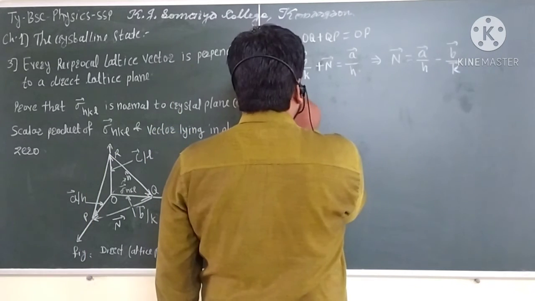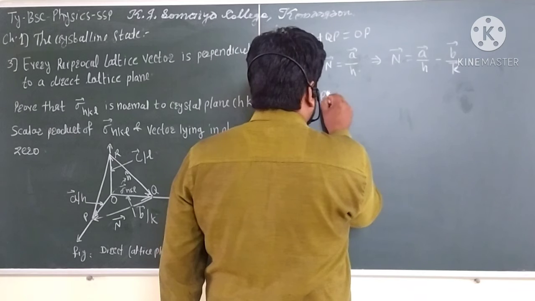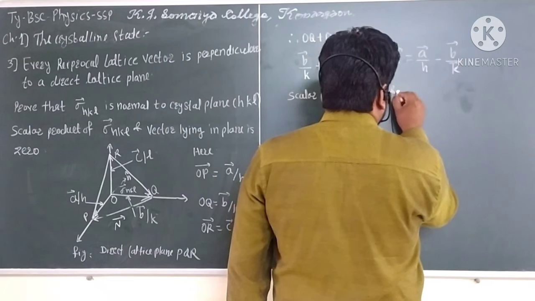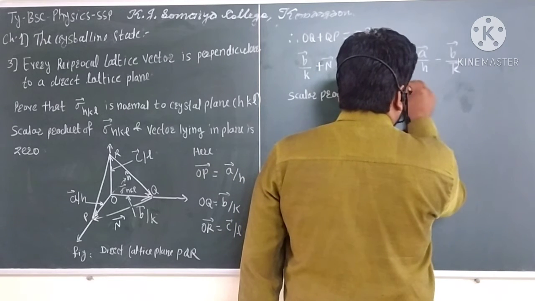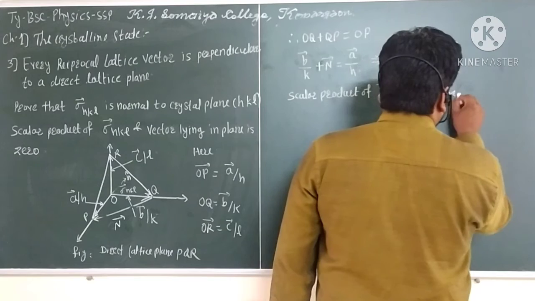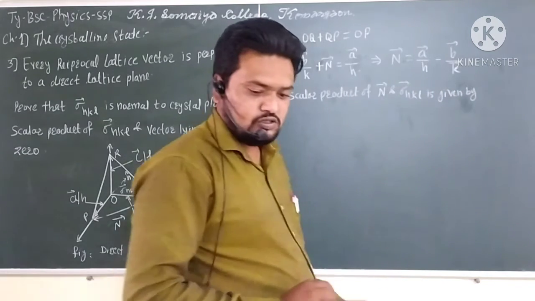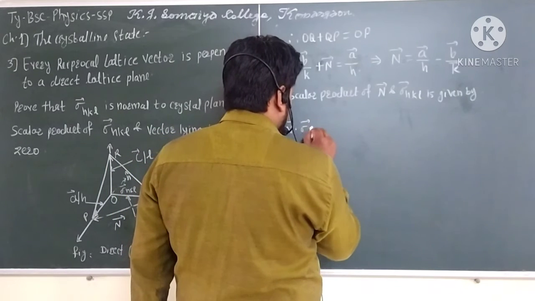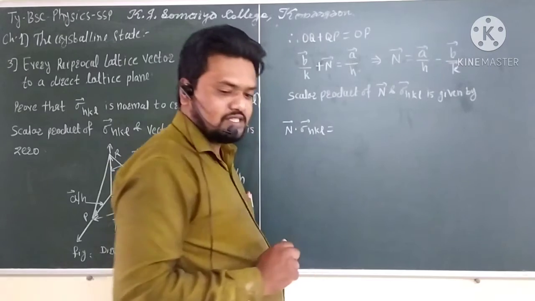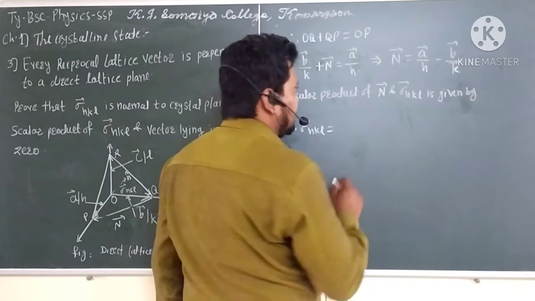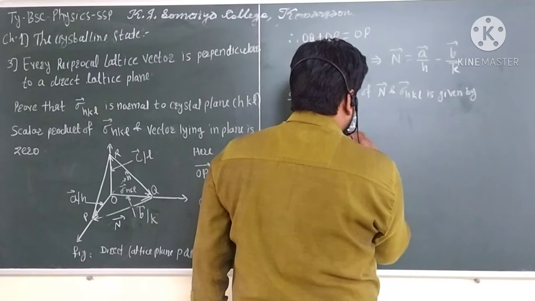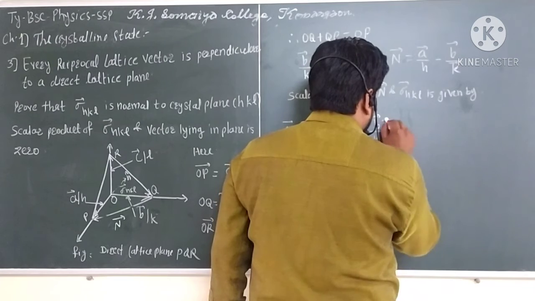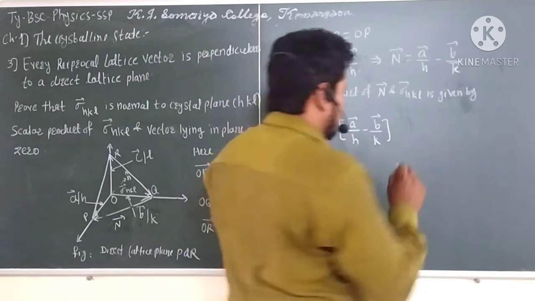So the scalar product of N and sigma HKL is given by the product of this N bar and sigma HKL, where N is A bar divided by H minus B by K, multiplied by sigma HKL.